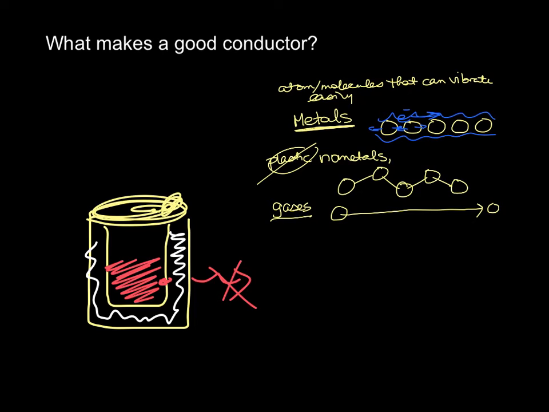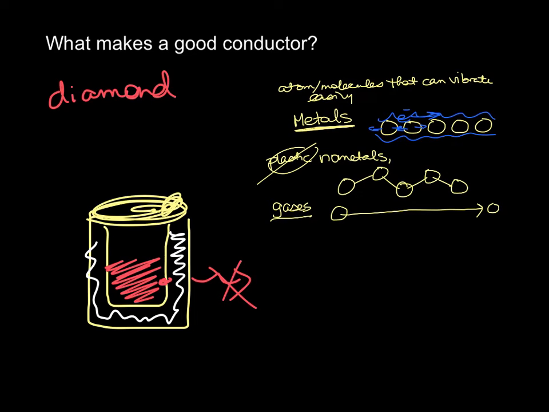So good conductors are metals. Metals are our best conductors. Actually, it turns out that diamond is the best conductor, which is really interesting because it does have that regular structure that we were talking about with the nonmetals, but it is actually a very good conductor.